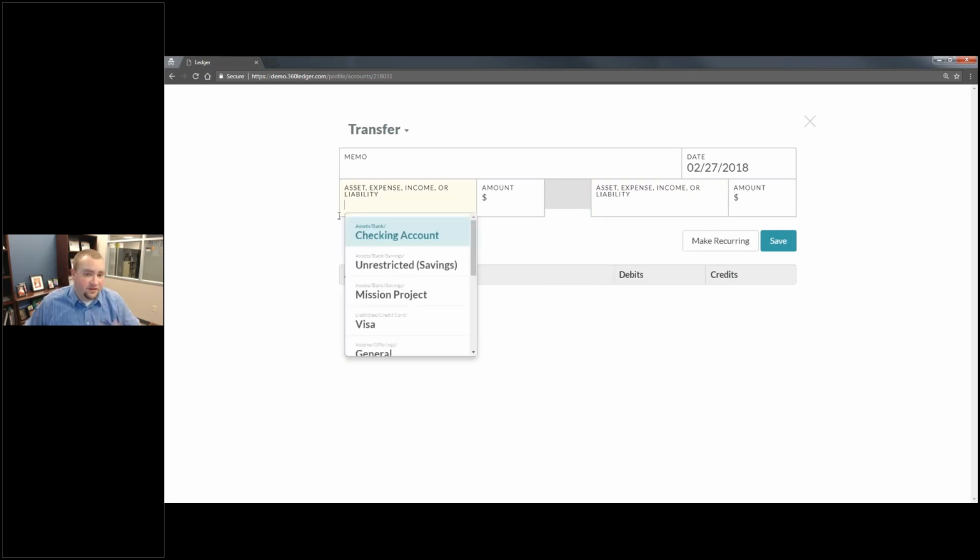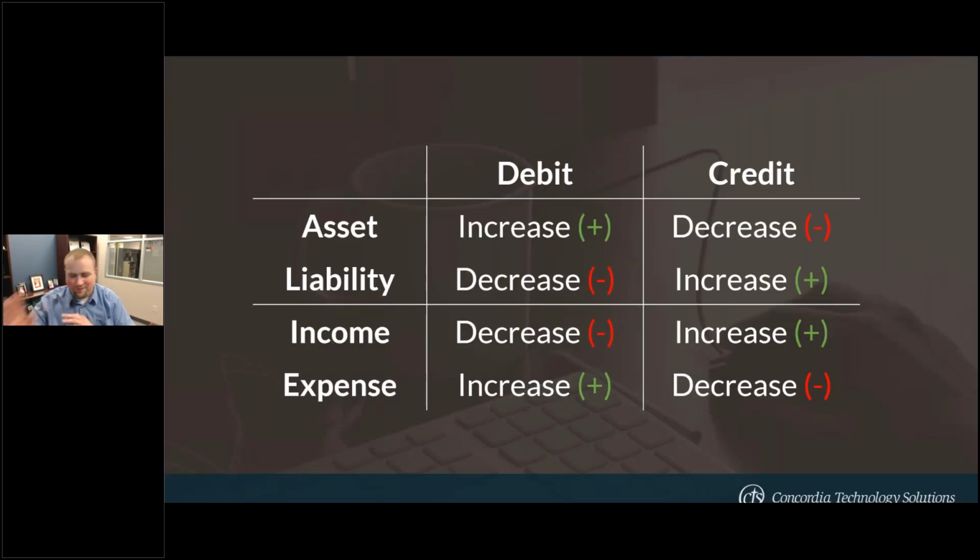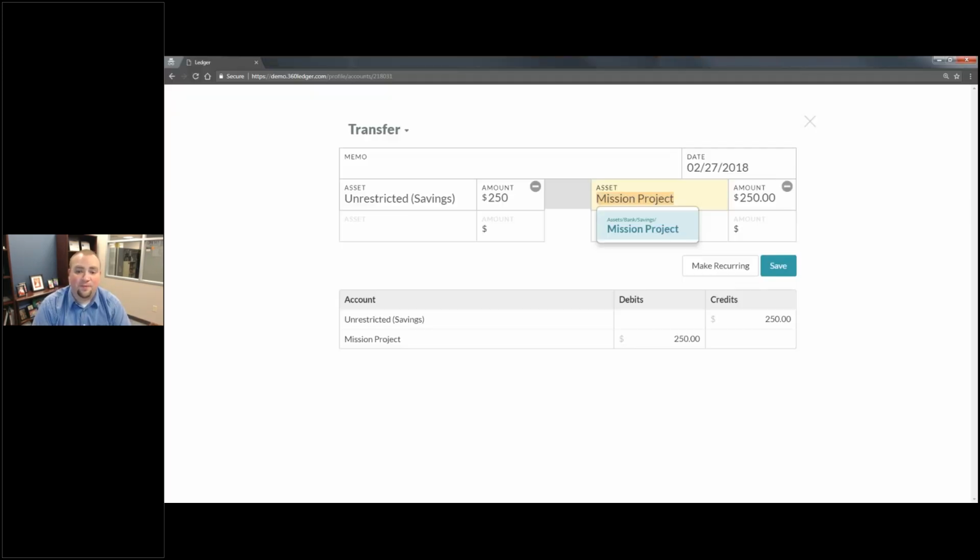So let's say we're going to do this again and move another $250. Well, we're going to start with unrestricted savings, and we're going to transfer $250 to mission project. And if I do that, I get the exact same transaction down below, but I didn't have to think about the credits and debits. And for me, that's really good. Because again, I always have to go back here and think, okay, if I'm going to increase and decrease, I have to move it. Now, if you use these transaction paths and follow those paths nicely, it's going to do these transactions for you. And so now I can go ahead and click save.